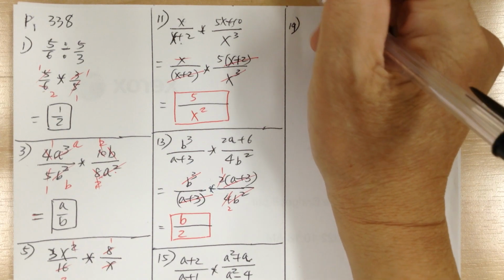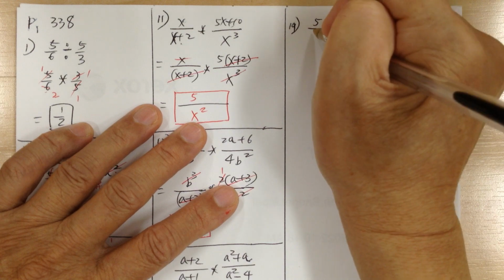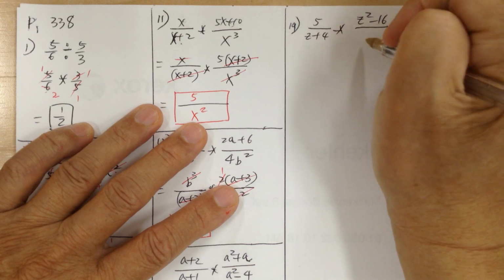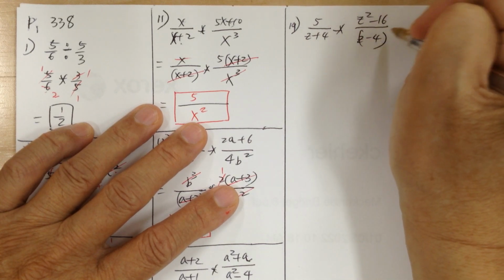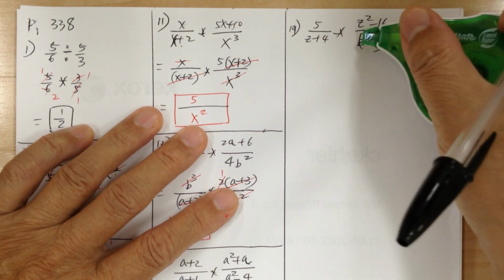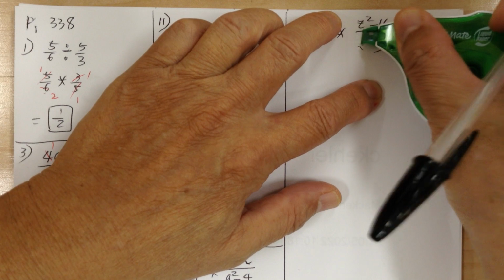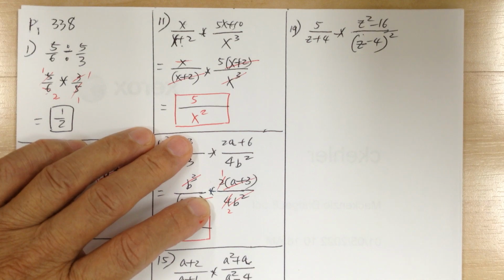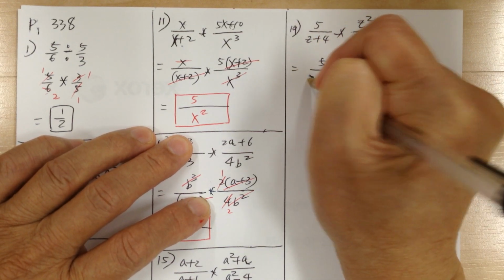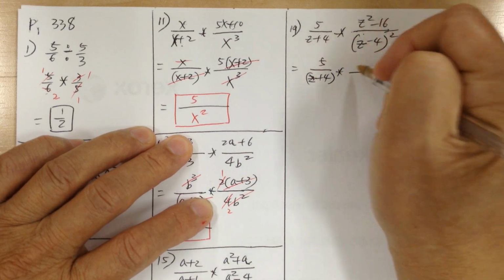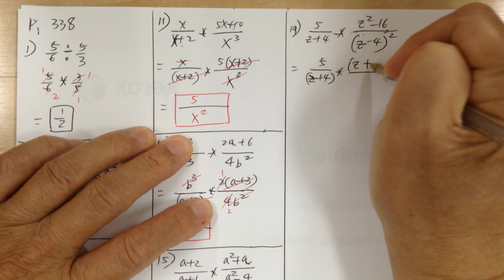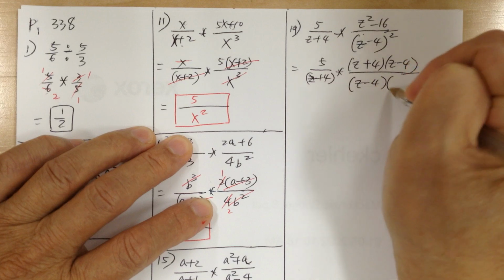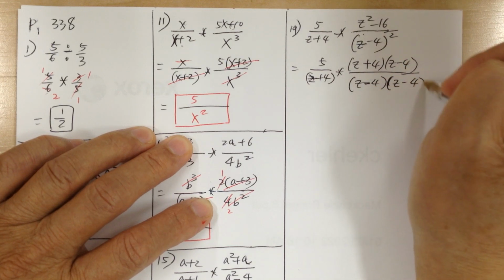Okay, number 19. You have 5 over z plus 4 times z squared minus 16 over z minus 4, squared. So first let's go and do all the factoring. On the top, this is a difference of squares, so factor into z plus 4, z minus 4. On the bottom, this is a perfect square, so I'm going to write it out twice to get ready to cancel.